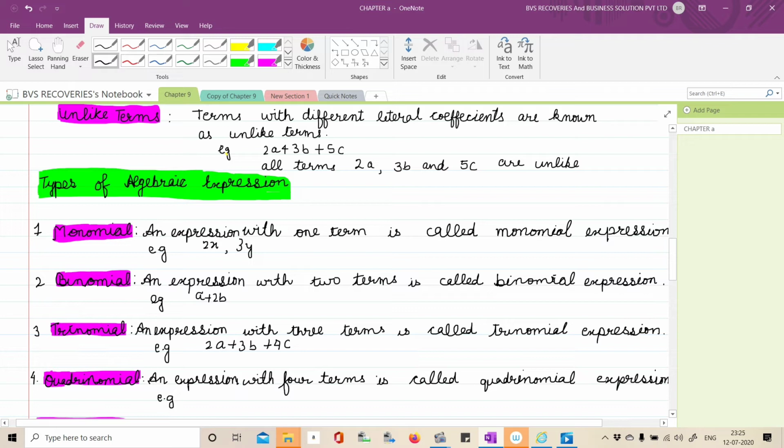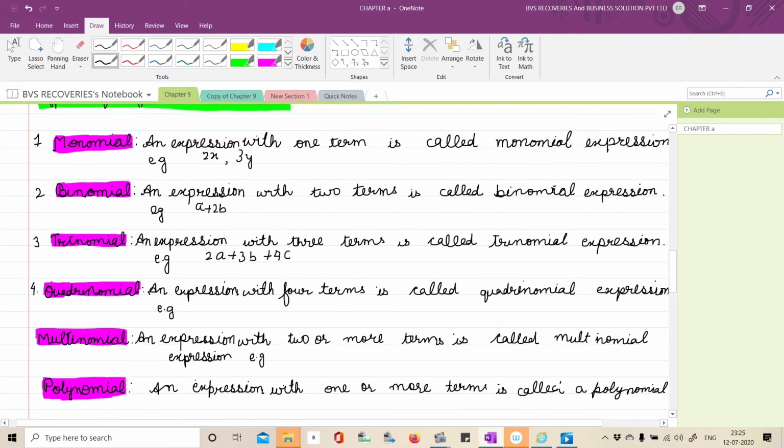Next is quadrinomial. So an expression with four terms is called a quadrinomial expression. So same way here also we can write an example. If here we write x plus 2y minus 3z plus 4k. Now here we can see 1, 2, 3, 4. Four terms. So this is a quadrinomial expression.